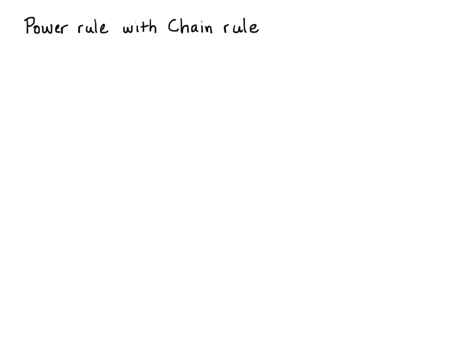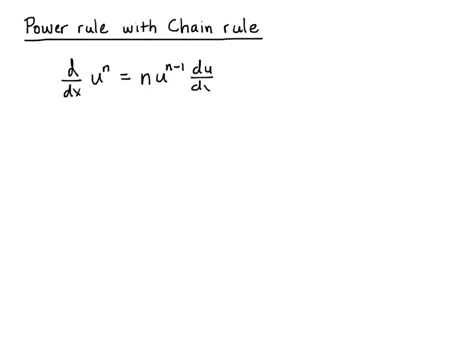Okay, so let's revisit the power rule with respect to the chain rule. This is what I did on this last example, where I have some function u to the n, and I want to take the derivative of it with respect to x. So what I do is I use my power rule. I use the n as the coefficient, subtract 1 from n as the new exponent, leave u alone, and then we multiply it by the derivative of u with respect to x. So this is just a restatement of the power rule.